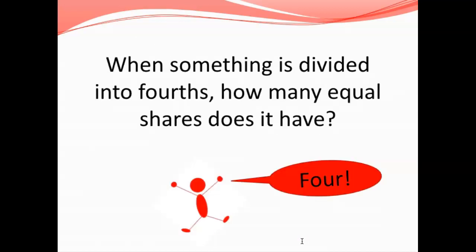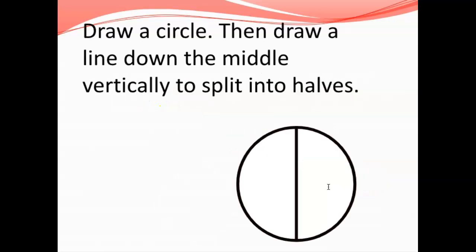When something is divided into fourths now, how many equal pieces does it have? Equal parts. 4. So thirds is 3, fourths is 4. All right, we're going to draw a circle and then draw a line right down the middle of it vertically, so up and down. Once you've done that, press play.